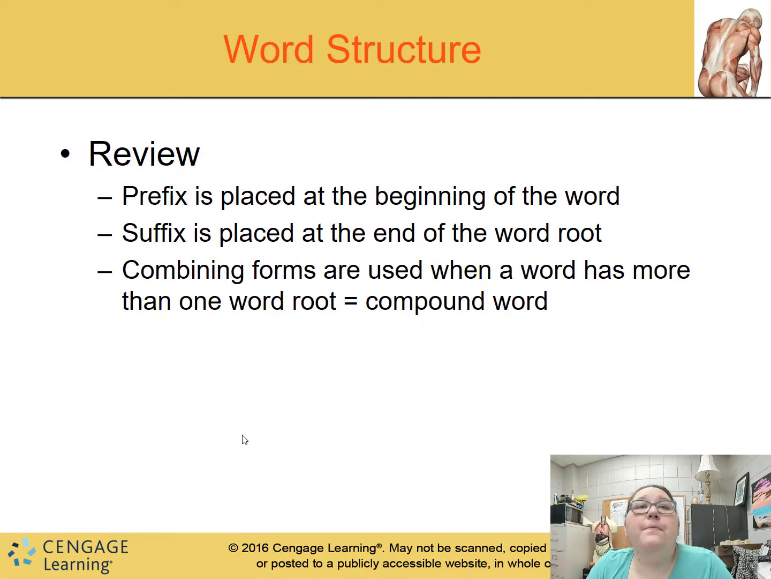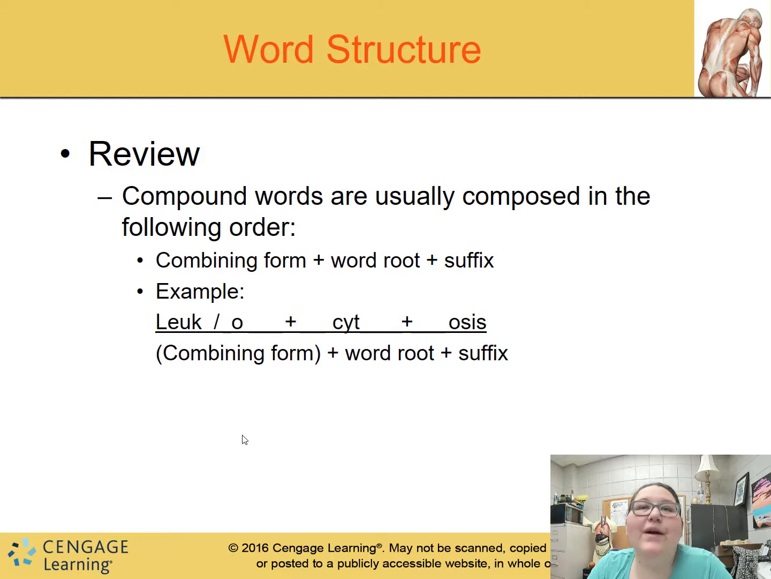Alright, let's see, prefix is at the beginning, suffix is always at the end. Combining forms are used when there is more than one word root, you need a compound word, or when your suffix begins with a consonant. Oh my goodness, we'll get there.